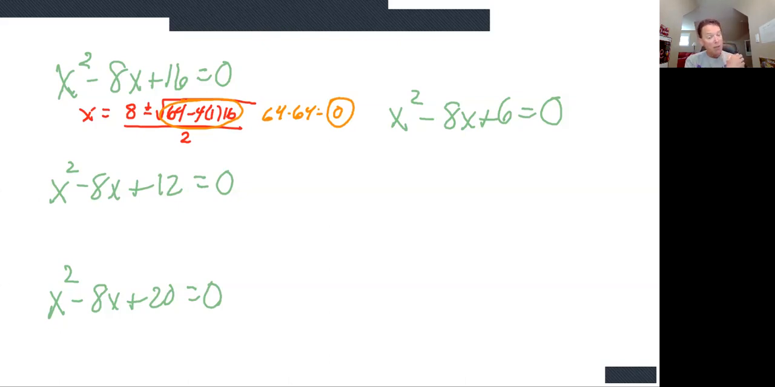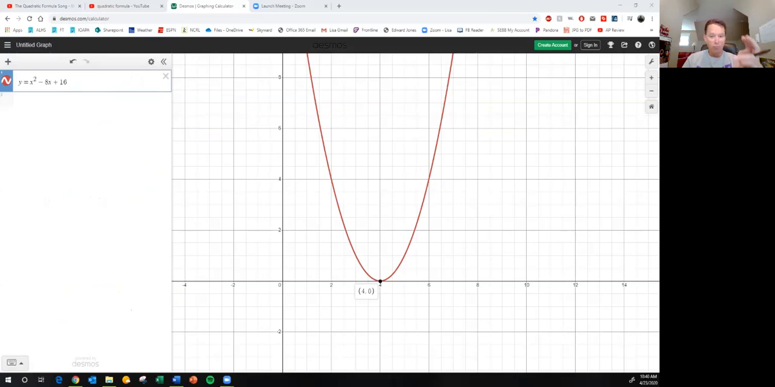Something unique happens when I take the square root of 0. I don't add or subtract anything, and the answer just comes out to be 8 over 2, which is just 4. I know I'm supposed to get 2 answers, but I only get 1 when that square root was 0. Now, if I go back here, you'll see what it looks like to have one answer or one solution. It just touches the graph in one spot.